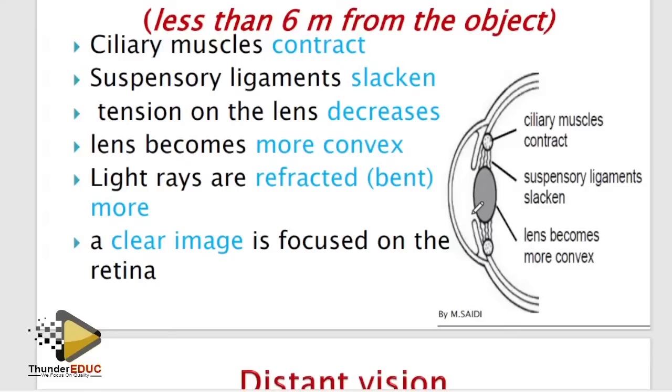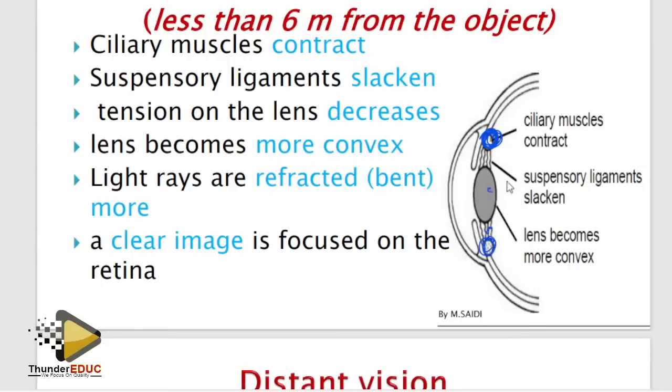Whenever I talk about accommodation, when they say from far to near, explain near. From near to far, you explain far. So when you're explaining, please don't talk about the pupil, the iris, circular muscles, radial muscles. Here, you only talk about the ciliary muscles, and then the suspensory ligament, and then the lens.